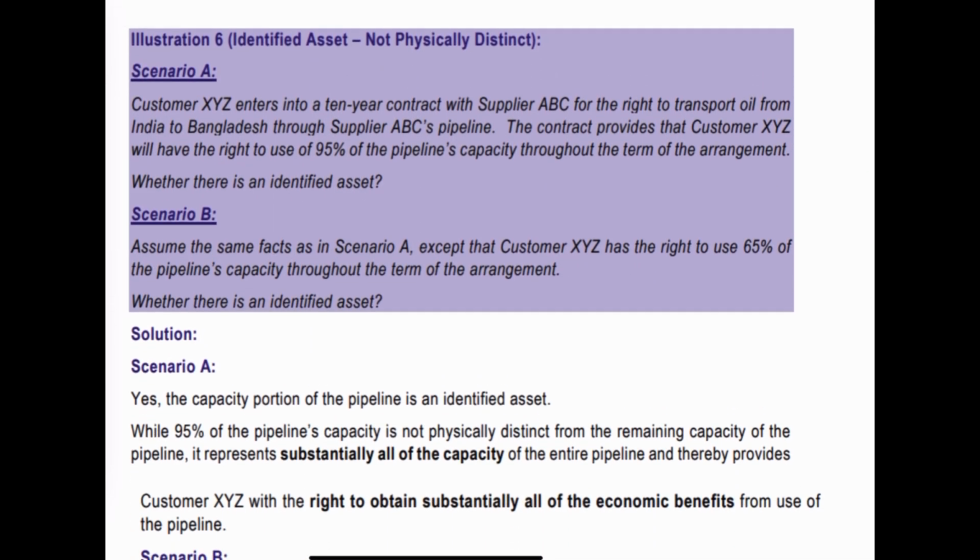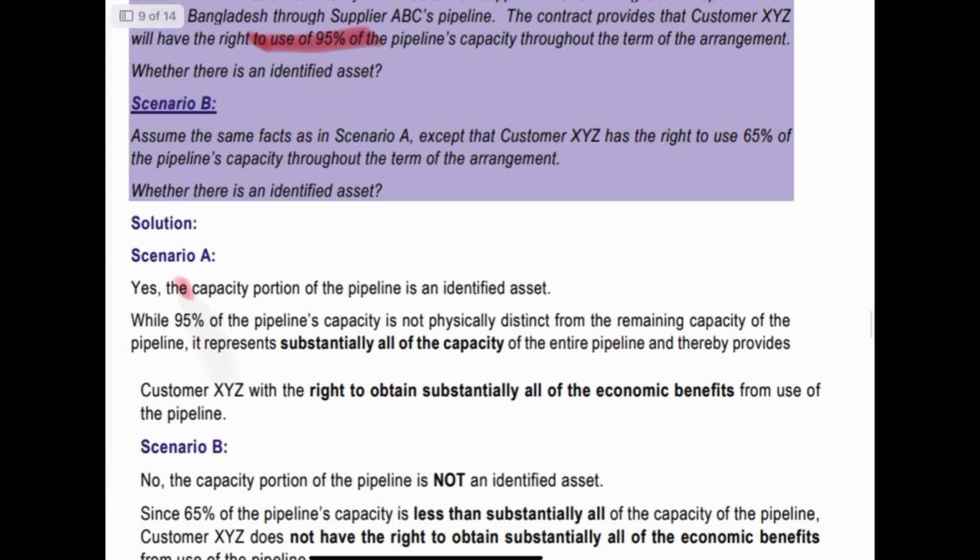So: identified asset, not physically distinct. Customer XYZ enters into a 10-year contract with supplier ABC for the right to transport oil from India to Bangladesh through supplier ABC's pipeline. The contract provides that customer XYZ will have the right to use 95% of pipeline capacity throughout the term of the arrangement. So even though the asset is not physically distinct, there is a substantive right to use 95% of the pipeline capacity. Hence, yes, the capacity portion of the pipeline is an identified asset.